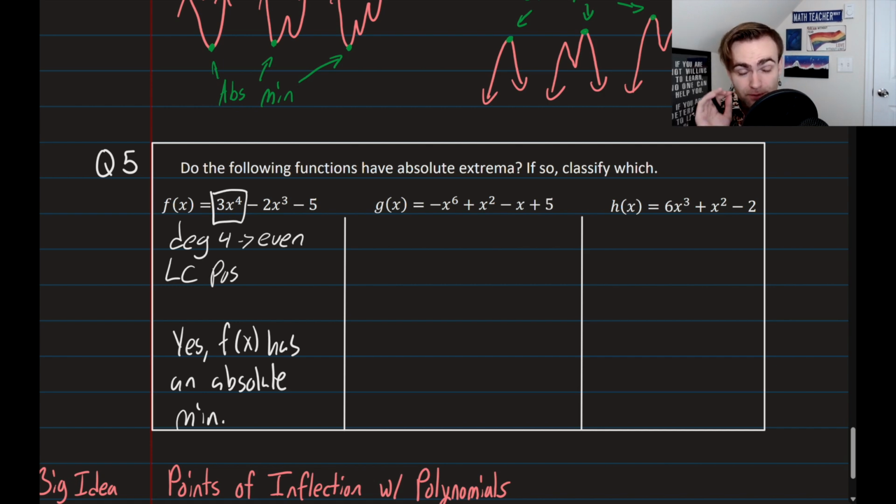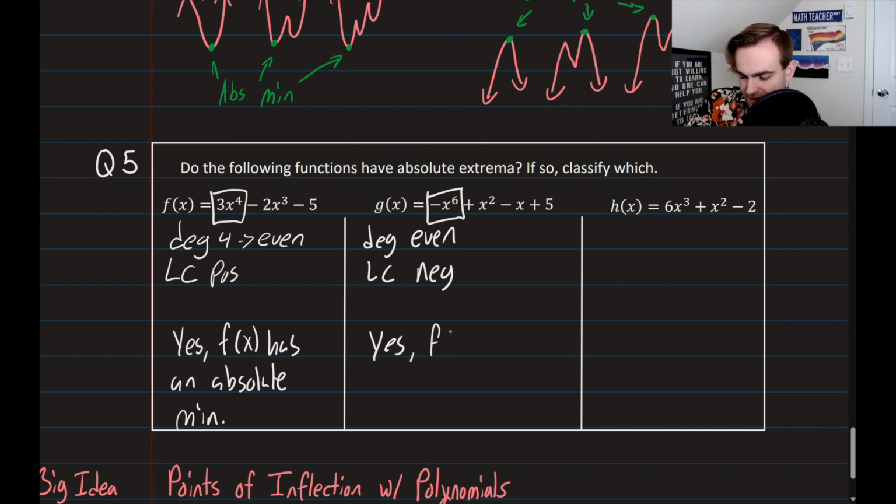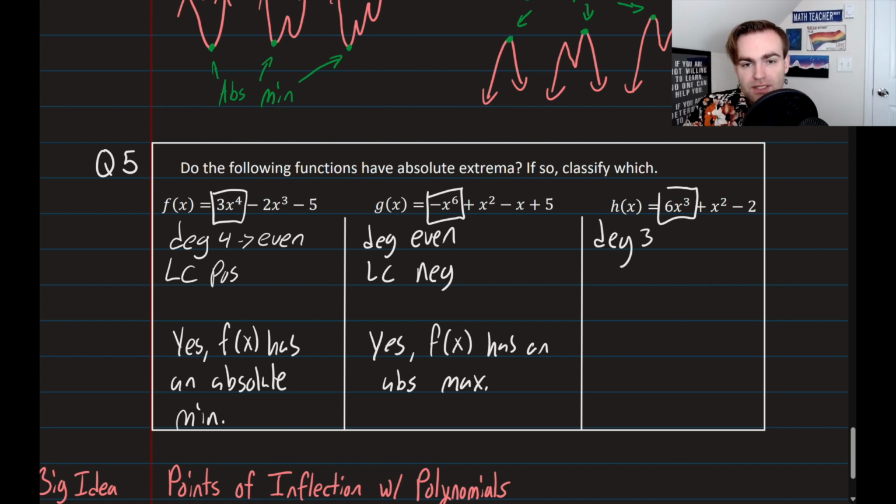All right, so if you haven't already, I want you to pause the video and try the other two out and compare what you get with me. And here I'm going to go. The leading term for this one is negative x to the power of 6, so the degree is even, and the leading coefficient is negative. So yes, we have one, and f of x has an absolute max. The last one, here's our leading term. The degree is 3, so I don't even need to look at anything else. No, because degree is odd.